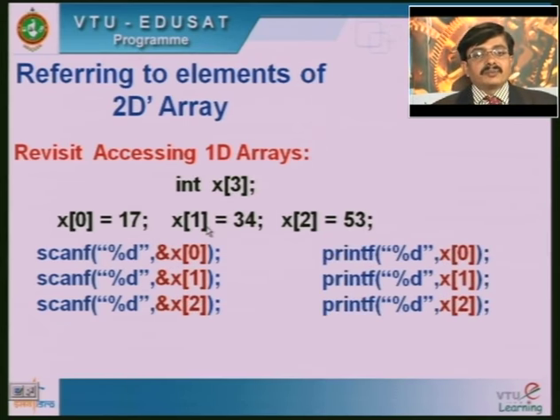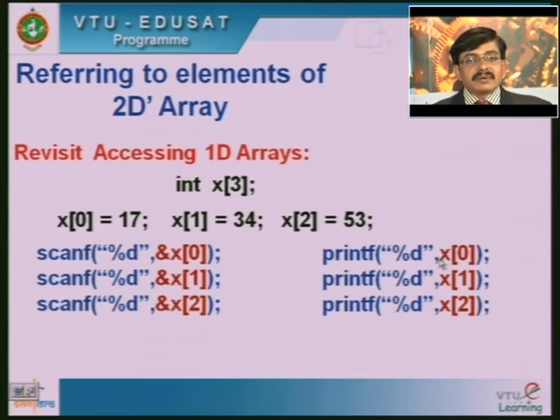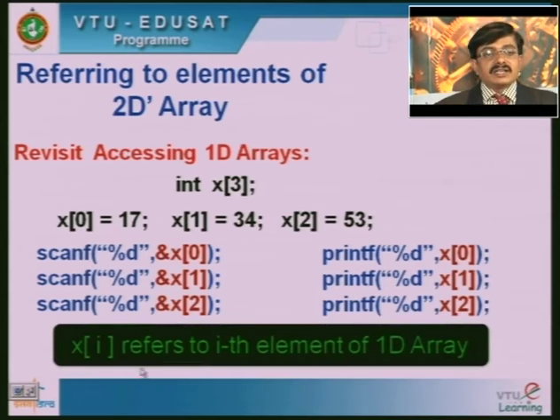Similarly, if you want to print the data, we can access the same elements, but here we do not use the address because we are printing the data. When reading, we are reading the data into a memory location, so we must specify the address, that is the ampersand symbol. For printing, the ampersand is not necessary. Thus in the case of 1-dimensional arrays, x of i refers to the ith element of a 1-dimensional array.